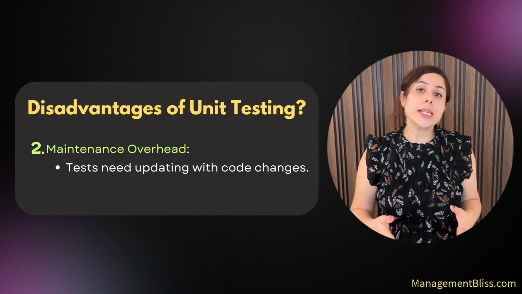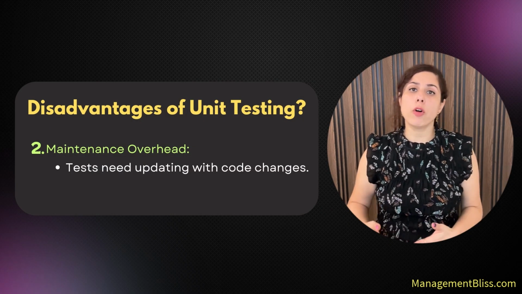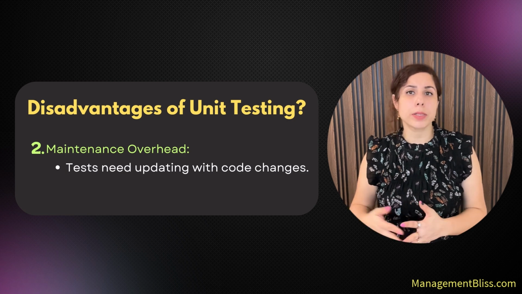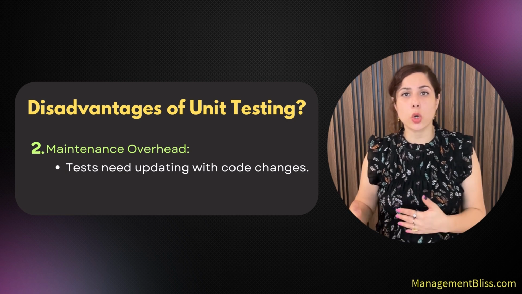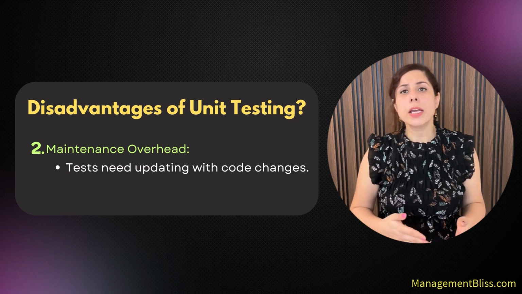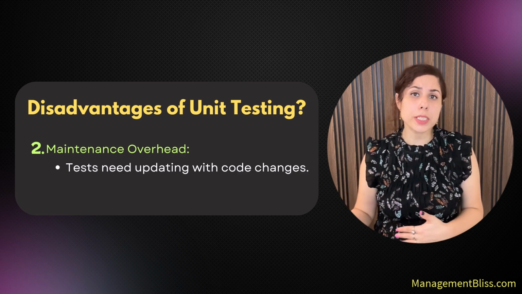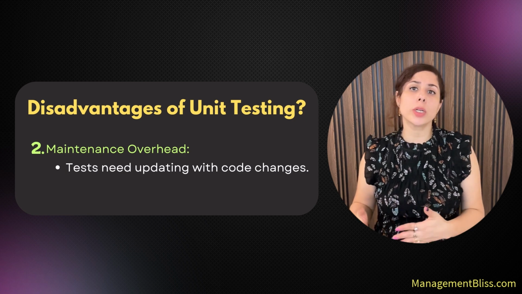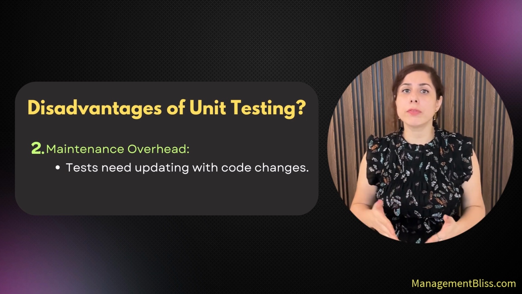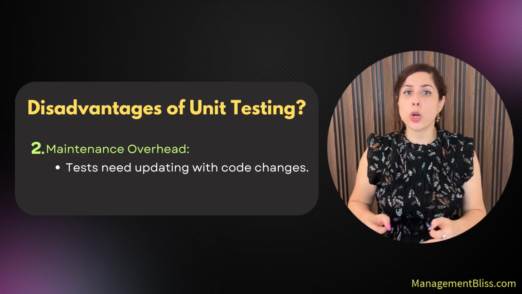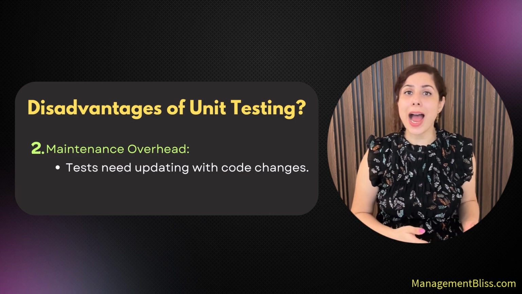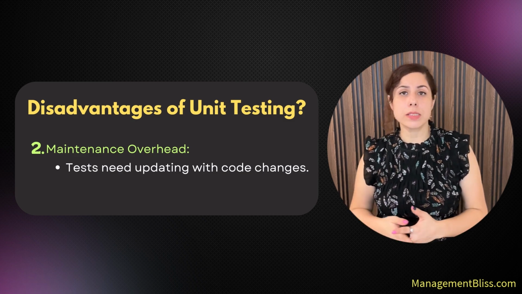Second, maintenance overhead. As the code evolves, unit tests must be updated to reflect changes in the code base. For example, if we enhance an existing functionality by adding a new parameter, then all the existing unit test cases for that function will fail and require modification as well. This adds to the maintenance burden.